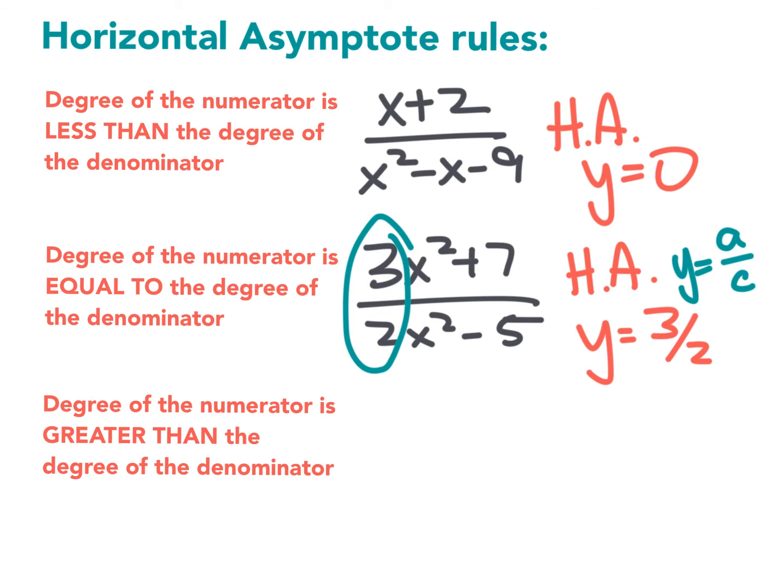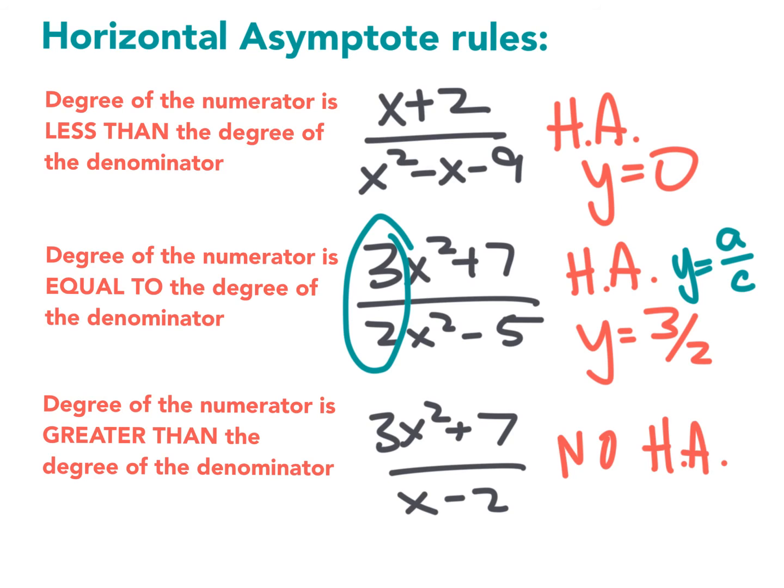All right, if the degree of the numerator is greater than the degree of the denominator, so 3x squared plus 7 over x minus 2, where this is power 2 and this power 1, this has no horizontal asymptote. These have different types of asymptotes that we'll talk about at a later time.